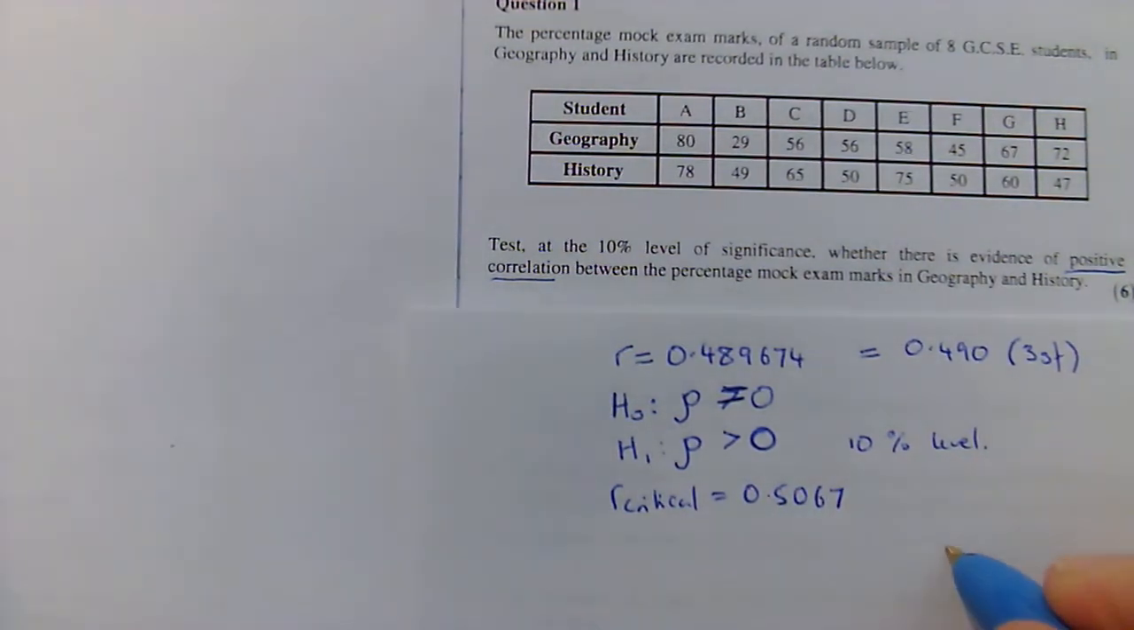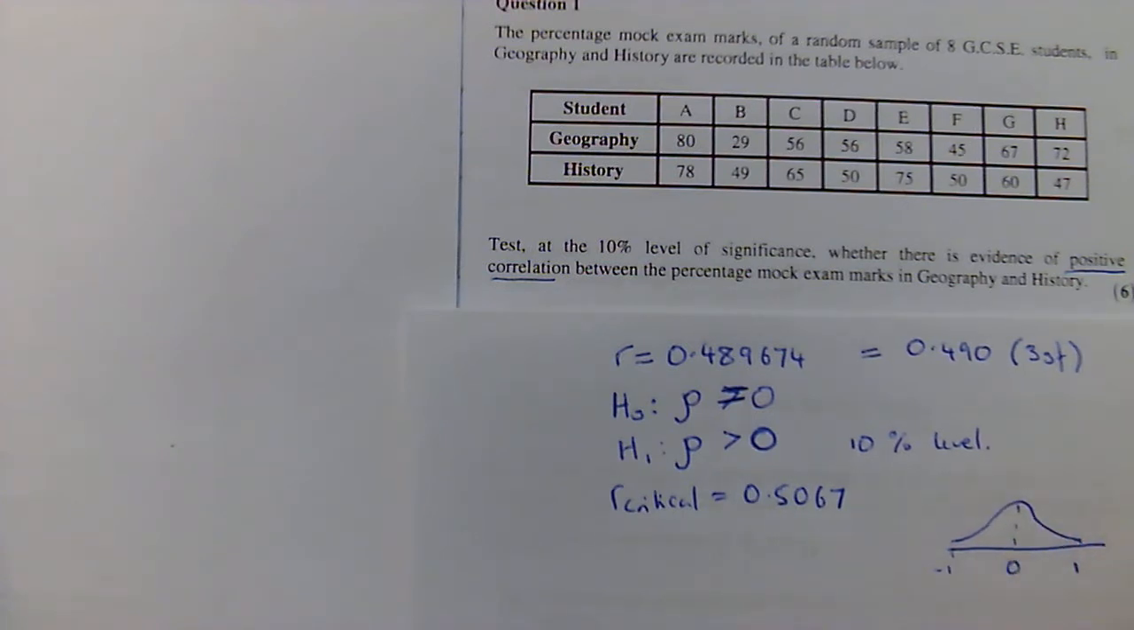So just thinking about this, we know that the minimum value that R could take is -1, the maximum value is 1, and there's 0, which means no correlation. So here, if that's plus 0.5067, call it 0.51, and there we've got minus 0.51. If we were less than minus 0.51, that would mean negative correlation. If we were right of plus 0.51, it means positive correlation. If we're between, then there's not sufficient evidence of any correlation.